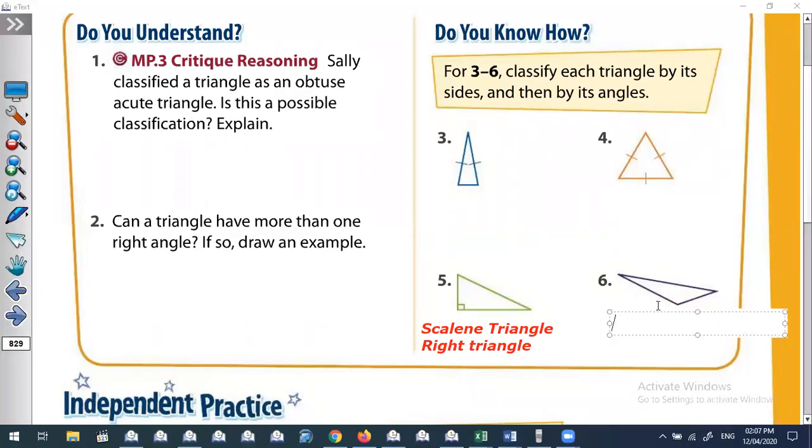In this triangle, we don't have any sides equal, so also it will be a scalene triangle. Here we don't have a square corner, so it cannot be right. Here we have an angle more than 90. This angle is more than the right, so it will be an obtuse triangle.